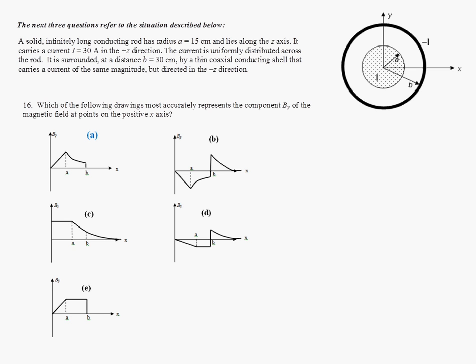Okay, now we get to look at a plot of this magnetic field, the magnitude of the magnetic field, as a function of our distance from the origin. And a couple things I want to remind ourselves of. We had the integral of B dot dl equals mu naught I enclosed.